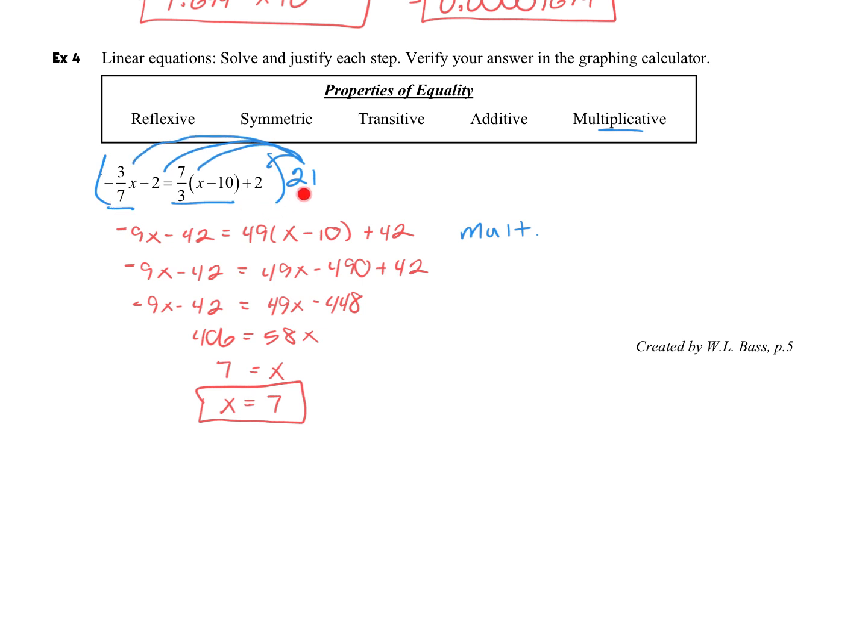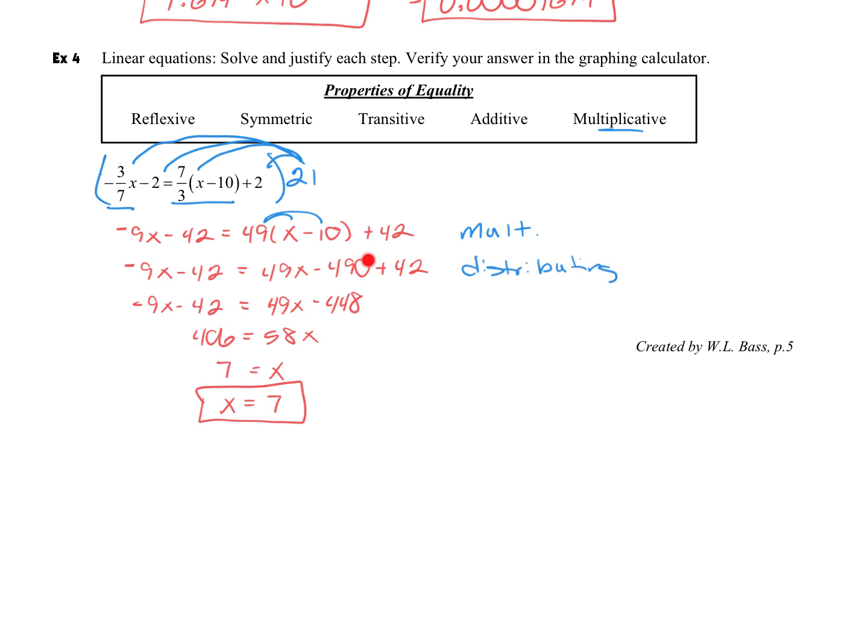So 7 went into 21 3 times, and then 3 times 3 was our -9, not losing that negative. 21 times -2 was my -42, and then 3 went into 21 7 times, and then 7 times 7 was our 49. And then we still have the x minus 10, and then another 42 right here. Now for the next step, when I go from here to here, this whole left side is staying the same, but I can see that I am distributing. So this is distributing, or distribution.